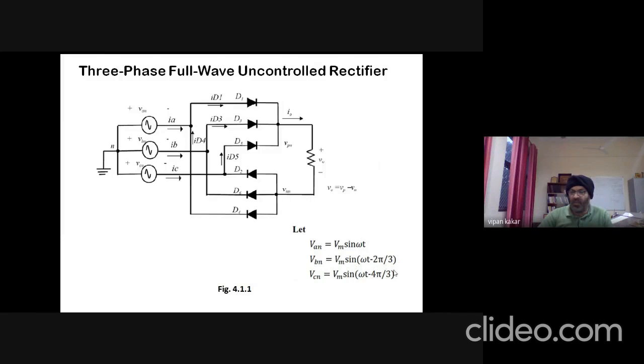And the third one is also displaced by 120 degrees. So all three phases are 120 degrees apart from each other to cover 360 degrees, 2 pi. So this is the load connected at the output of this bridge.